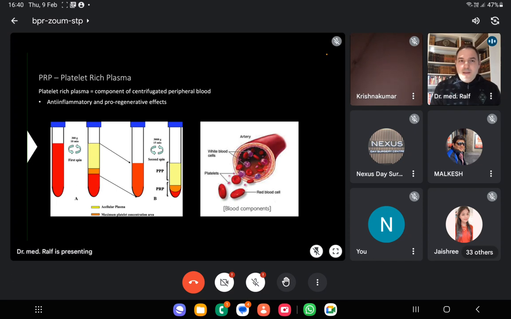You all know what's meant by that. It's a component of centrifuged peripheral blood. So not more than this, but it's really powerful.